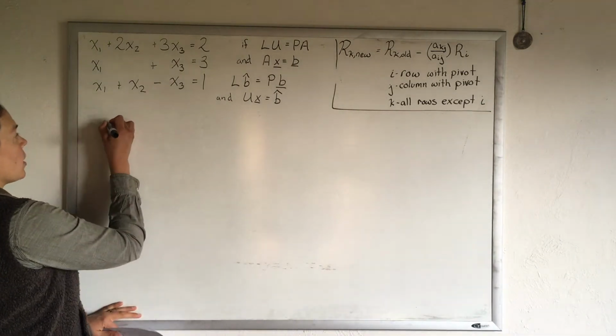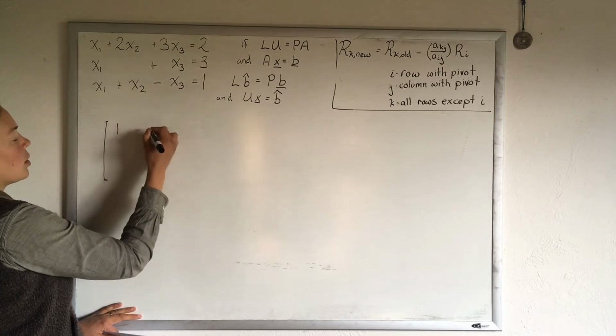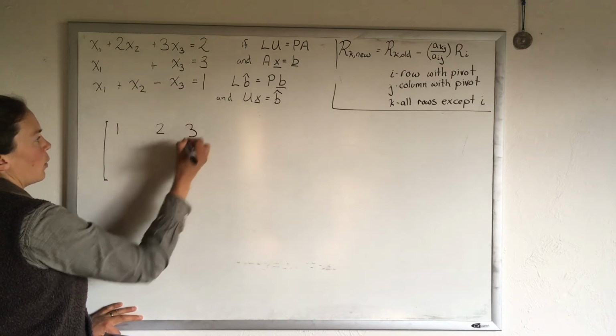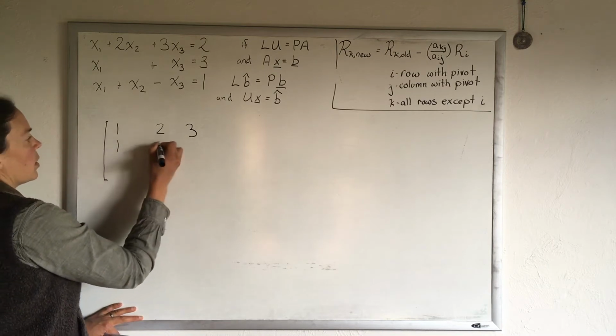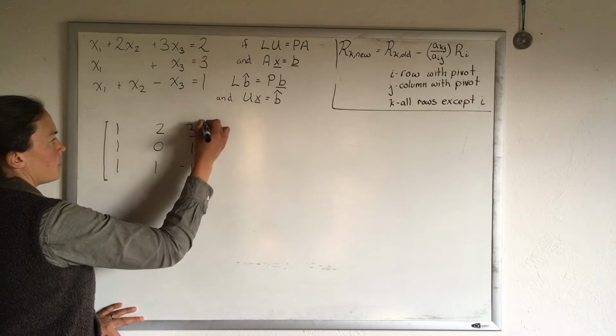So we're going to start by writing our coefficient matrix A, so just our coefficients from our equations. And we don't need our right-hand side, just the coefficient matrix. So 1, 2, 3, 1, 0, 1, 1, 1, negative 1.